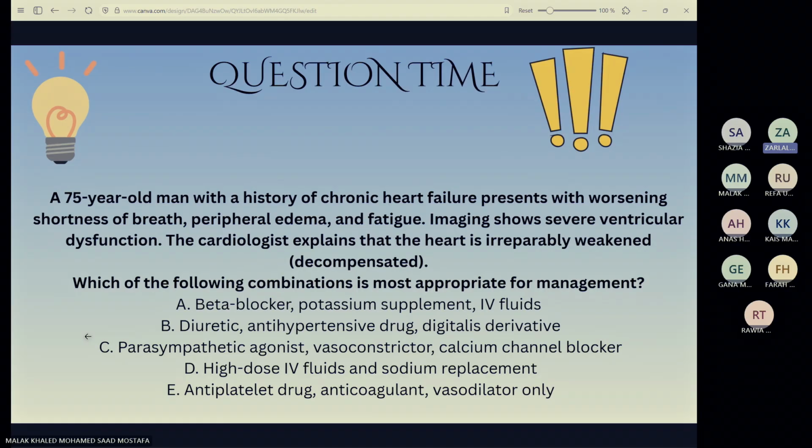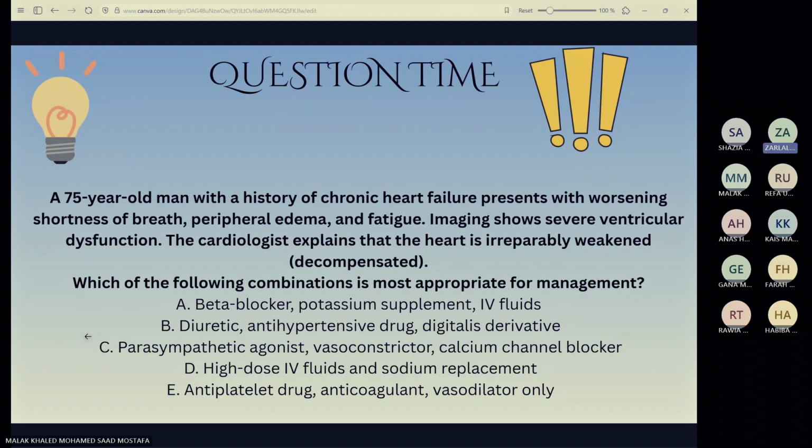So how could we treat this guy? Any answers? No. Try again. Should I just say? Okay, it's B. It's a diuretic, antihypertensive drug, and digitalis derivative.